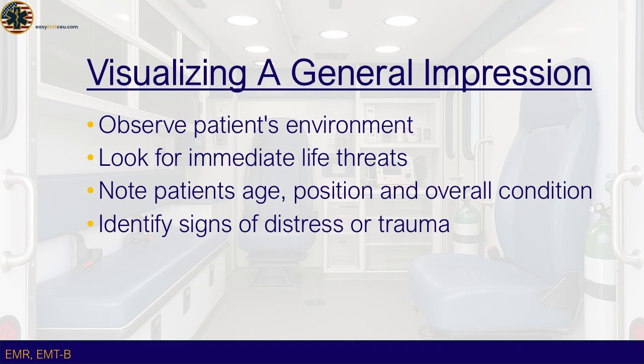During this initial observation, the astute EMS provider will meticulously take note of several key elements. These include the patient's approximate age and apparent sex, their overall body position, e.g., supine, prone, seated, tripod, and any immediately obvious signs of distress or overt trauma, such as significant bleeding, deformities, or unusual posturing.